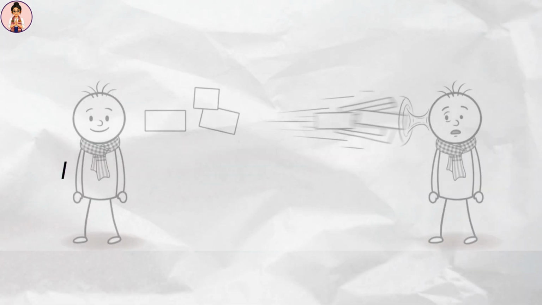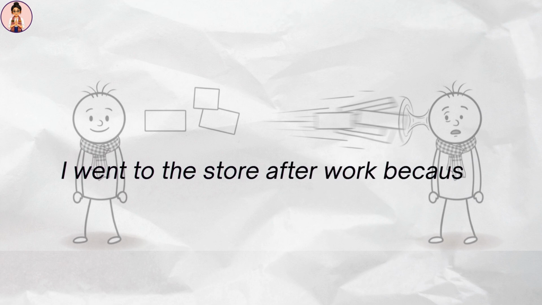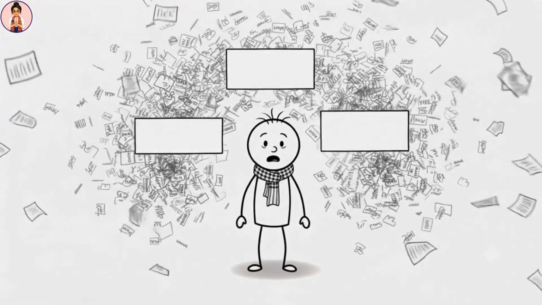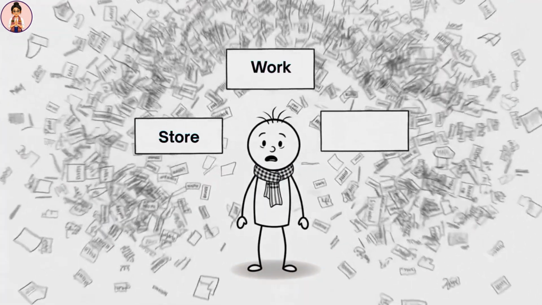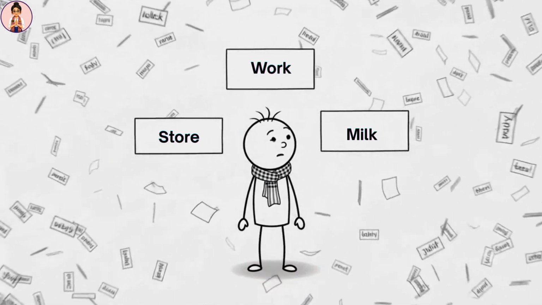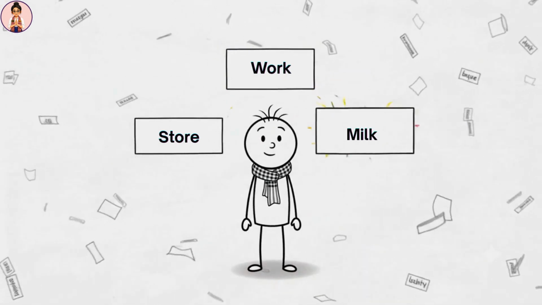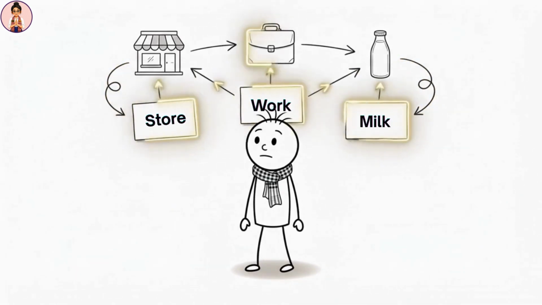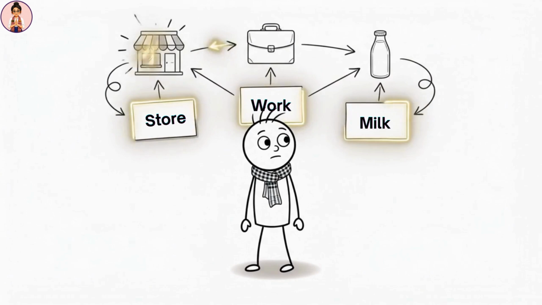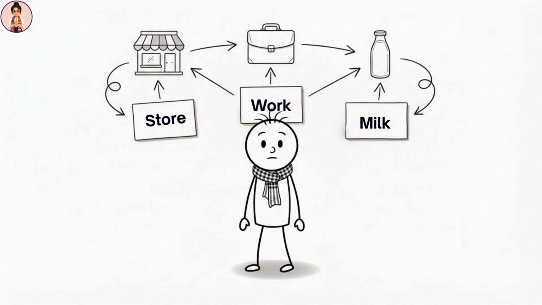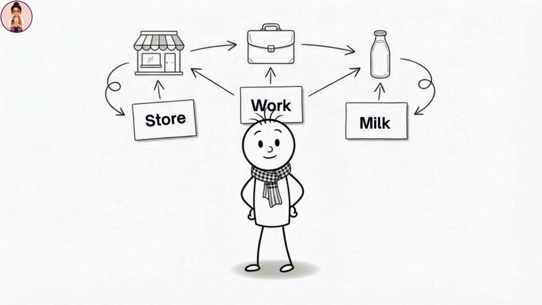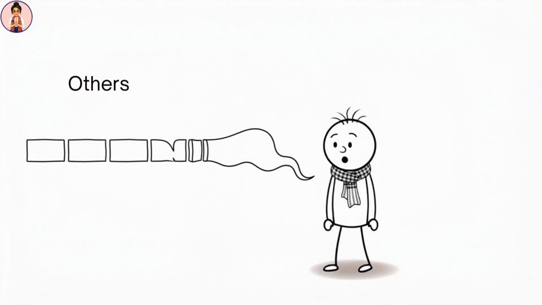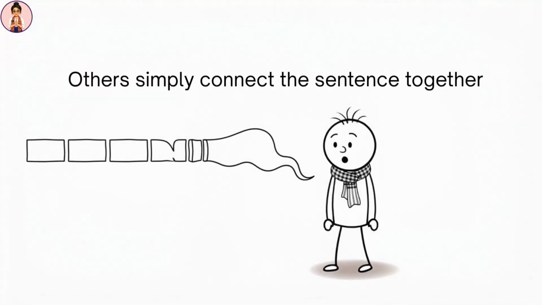Let's hear the sentence again. I went to the store after work because I needed some milk. Did you notice those keywords? Store, work, milk. Even if you miss some small words, you can still understand the message. Someone went to the store after work to buy milk. That's enough to understand what happened. When people speak naturally, not every word is equally important. Some words carry the main meaning, while others simply connect the sentence together.